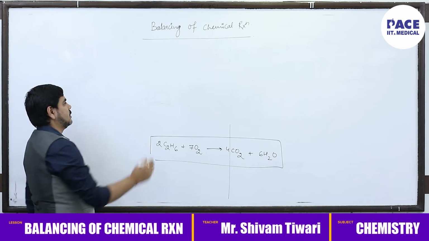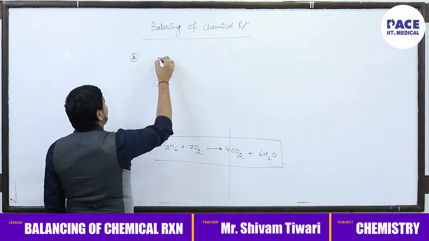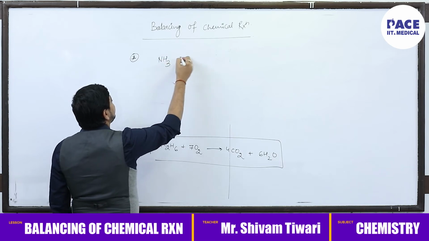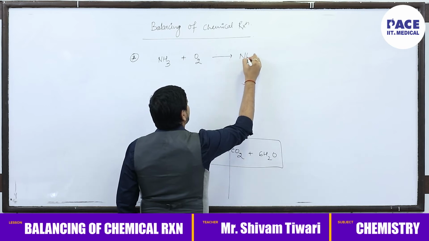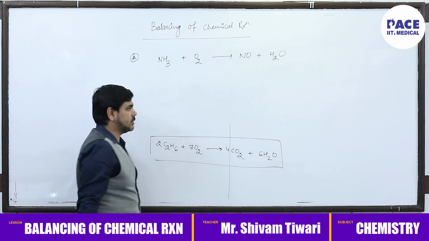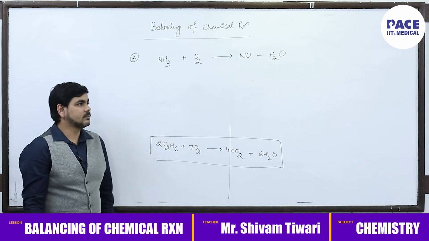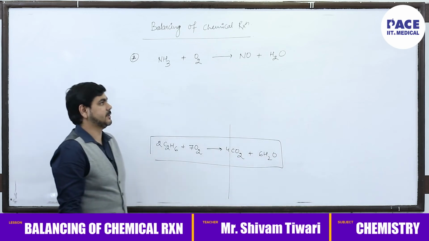So let's say one more example: NH3 reacts with O2 to form NO plus H2O. This reaction is used in the manufacturing of HNO3. Now you have to balance this reaction. So how are we going to balance it?